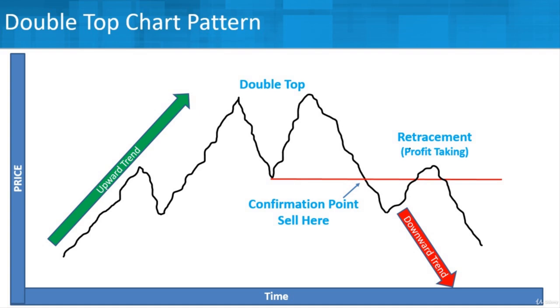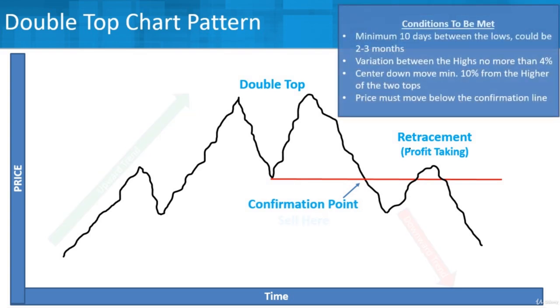So the key on this is that you've taken a strong uptrend. It's tried to go higher twice, didn't make it, went back down through the confirmation point of that middle part of the letter M, and now it's done a full reversal and continues on down. And so you want to have sold around that confirmation point. Same thing as far as some conditions to be met. Again, mirror image of the double bottoms, but now it's the double tops. Like 10 days between the tops. It could be months, but you're looking for at least 10 days between them.